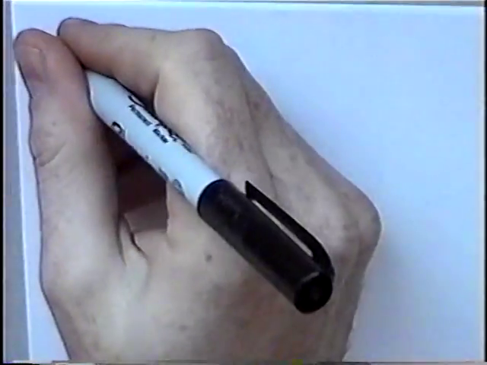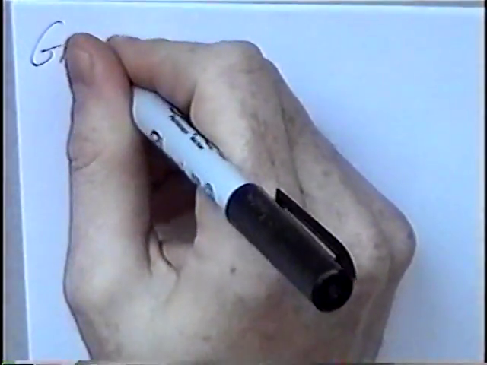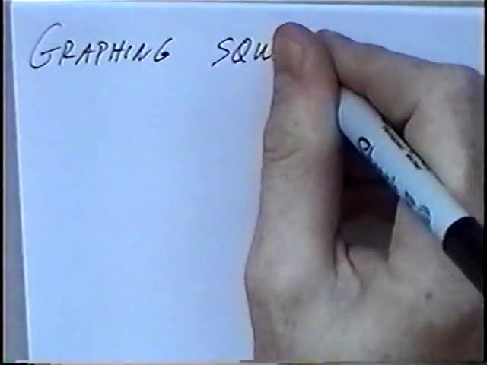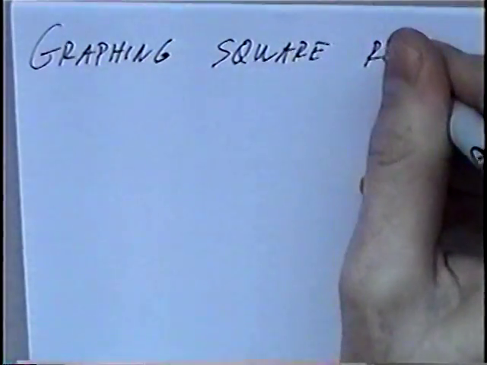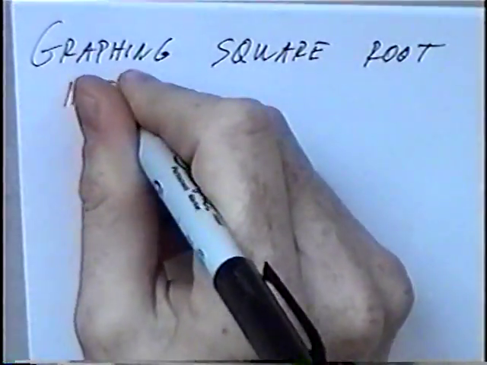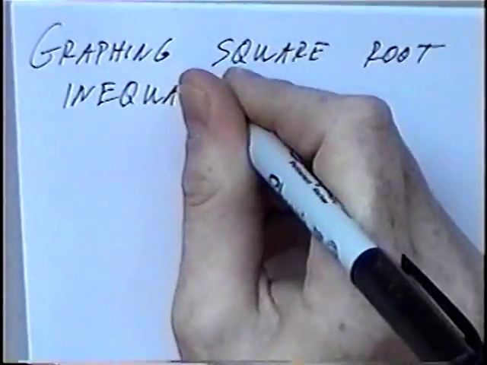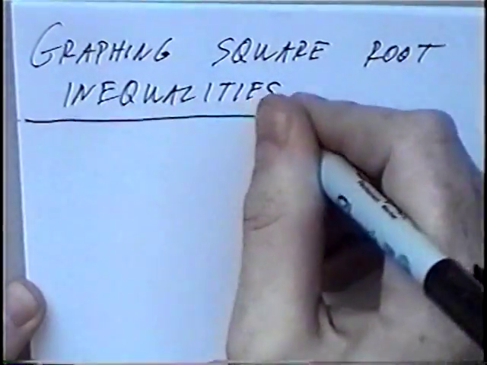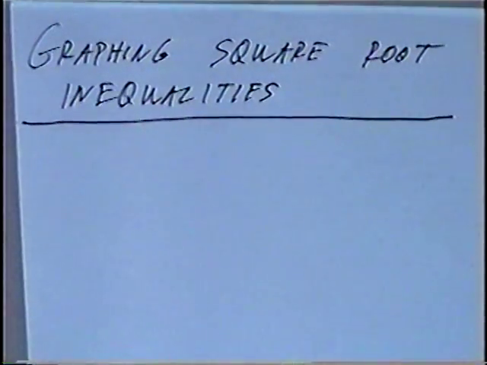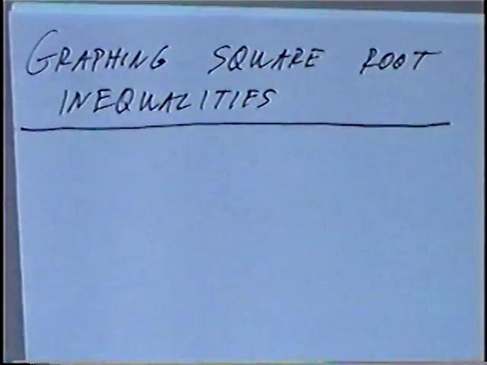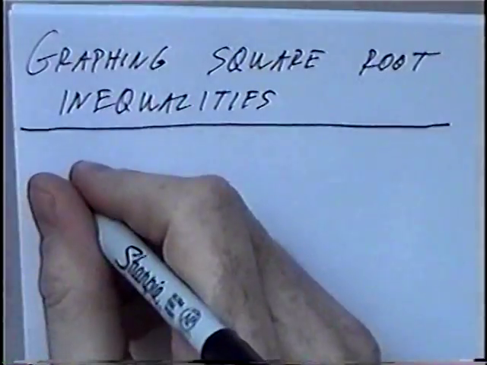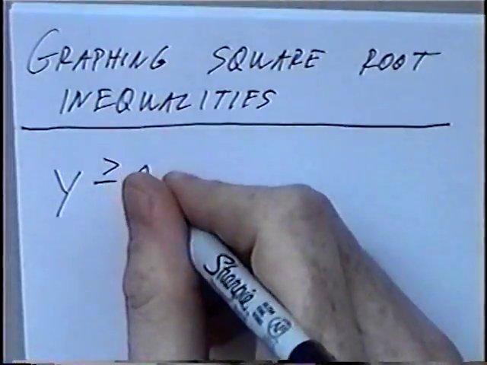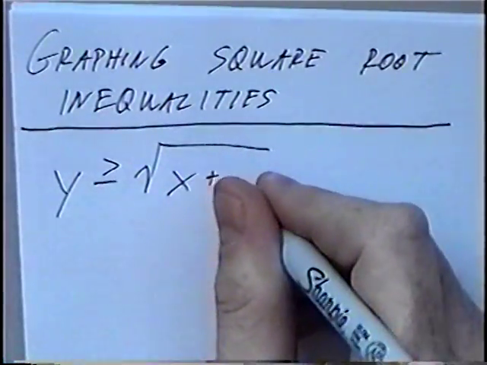Title of the last section today is Graphing Square Root Inequalities. In this section we'll continue to graph square root functions, but instead these will be square root inequalities. First inequality we'll graph is y is greater than or equal to the square root of x plus 5.